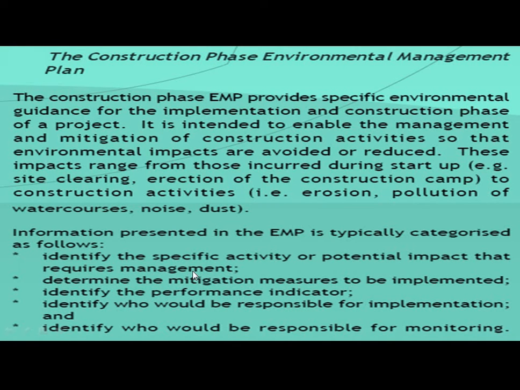Let's say the construction phase EMP. So what does it involve? It involves identifying the specific activities and potential impacts that require management, determining the mitigation measures to be implemented, identifying the performance indicators, how to evaluate the performance, identifying who would be responsible for that, identifying who would be responsible for monitoring, and implementing monitoring. So you see, it is very important. Persons are identified, the methods are identified, and indicators are identified to find it out, and the activities and protocols are to be clearly mentioned. So all the things are very, very important. Everywhere the same thing is done.